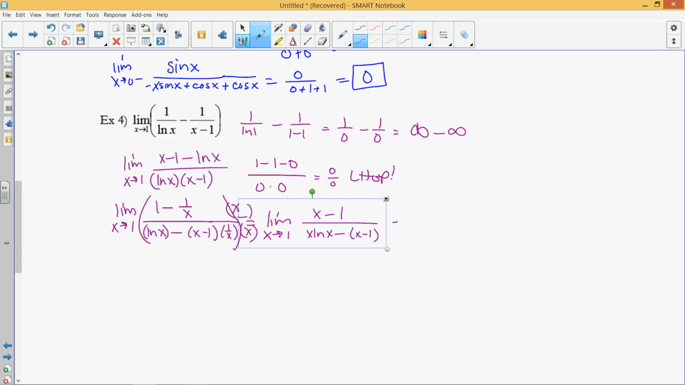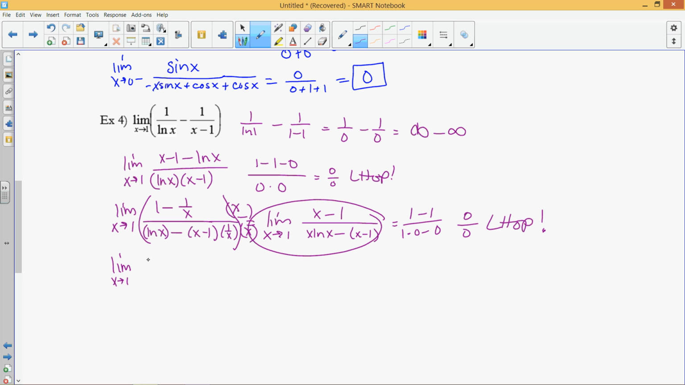Now if I plug in 1 for x, I get 1 minus 1 over 1 times 0 minus 0. Oh, it's 0 over 0 again. That's okay. I can use L'Hopital again. So now I'm going to use this form. Take the derivative of the top and of the bottom. So the derivative of the top is going to be 1. The derivative of the bottom is a product rule. The first times the derivative of the second, plus the second times the derivative of the first, minus 1. So this is going to be the limit.